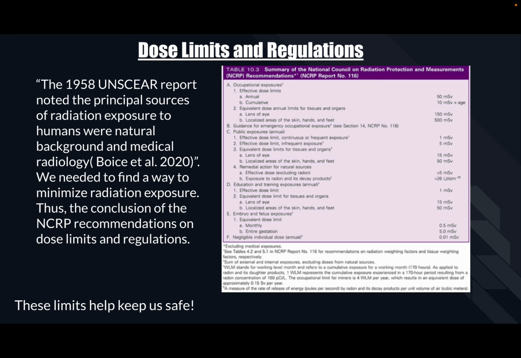There's also different ones for the public. So the public, you can only have 5 millisieverts. And same for pregnancy. Your monthly for pregnancy is 0.5 millisieverts, and the entire gestation is 5 millisieverts, which is very, very low, which is why radiation protection is needed.